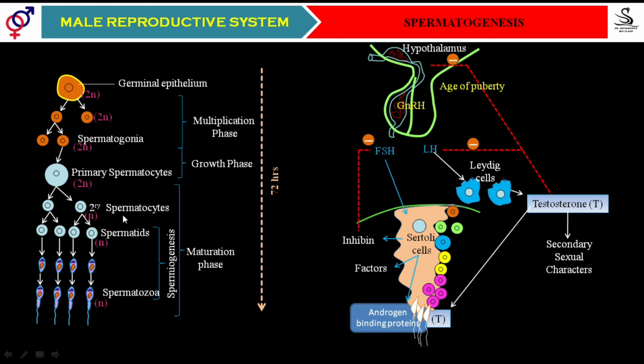Sometimes they may ask: if we consider 100 secondary spermatocytes, how many sperms or spermatozoa are going to be produced? With 100, only one division is left over here. So finally we are going to get only 200 sperms. That is the way questions can come on this particular part.